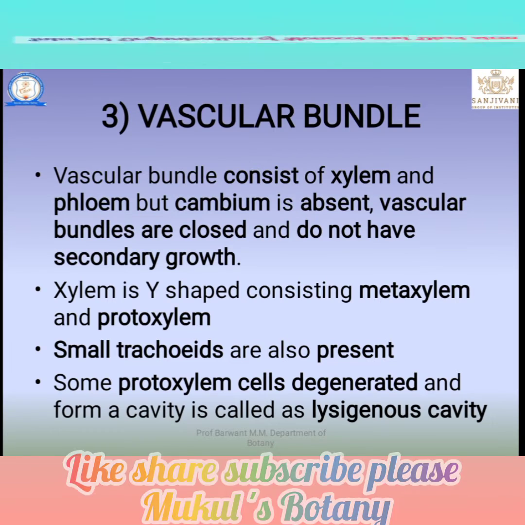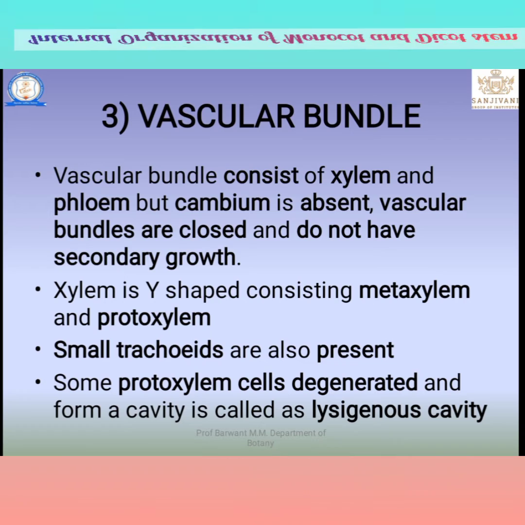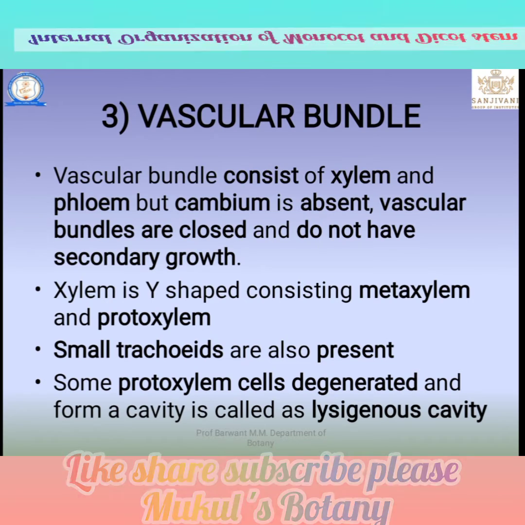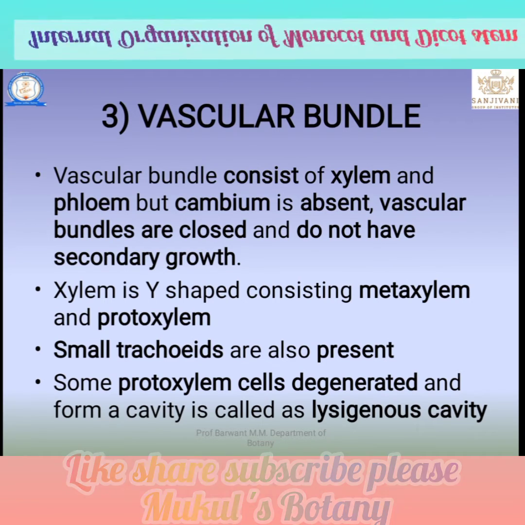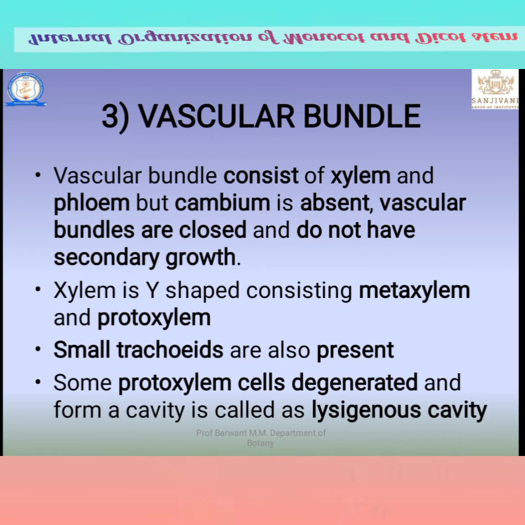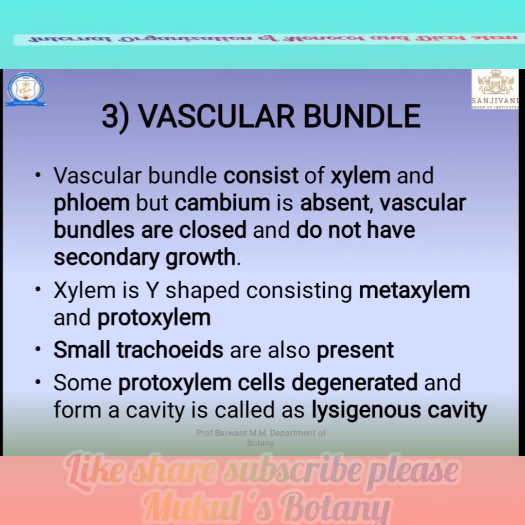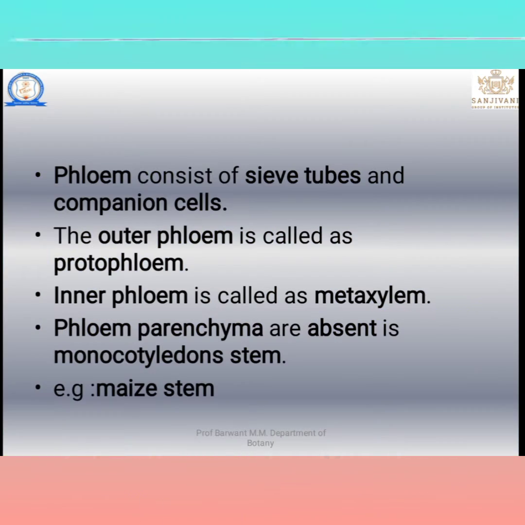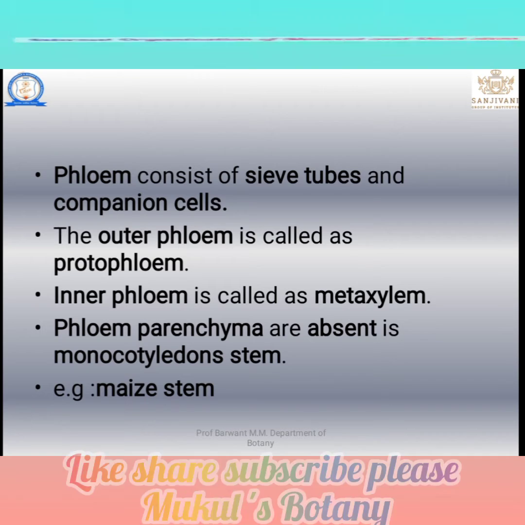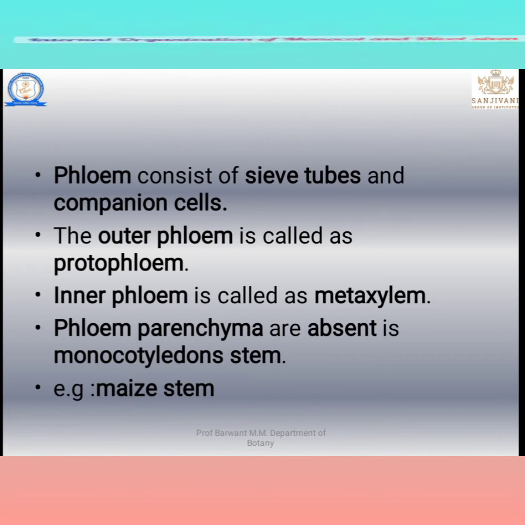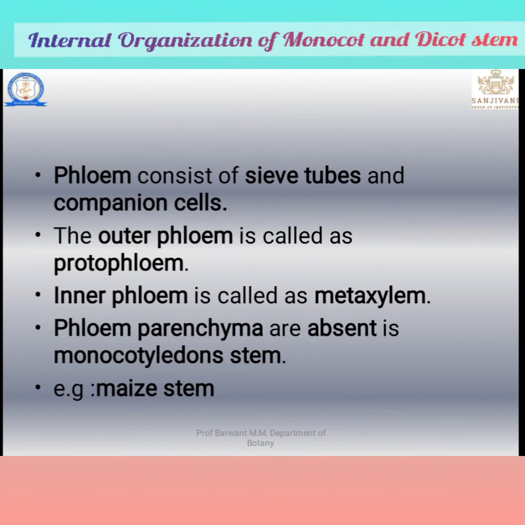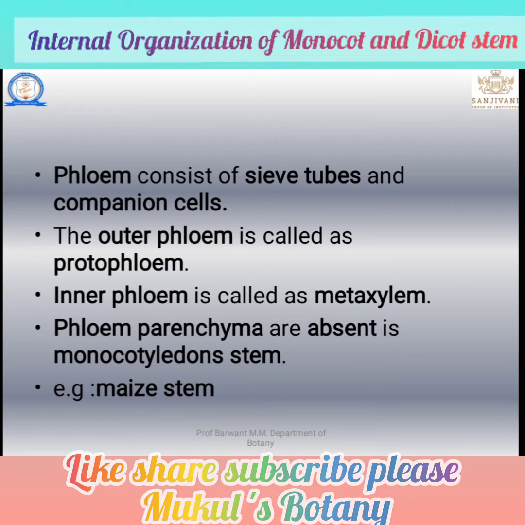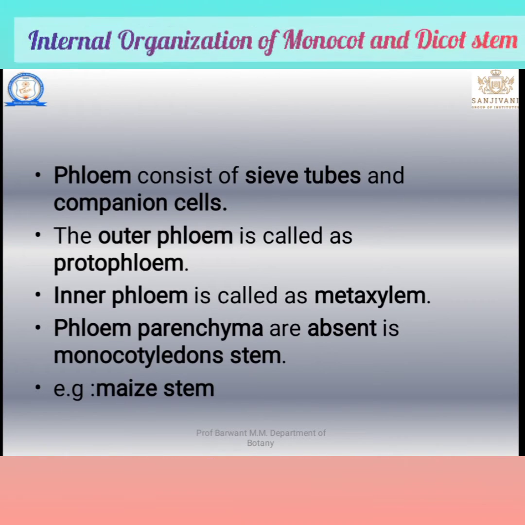Xylem is Y-shaped, consisting of metaxylem and protoxylem. Small tracheids are also absent. Protoxylem cells are degenerated and form a cavity called a lysigenous cavity. Phloem consists of sieve tubes and companion cells. Outer phloem is known as protophloem. Inner phloem is known as metaphloem. Phloem parenchyma is also absent in a monocot stem. For example, maize stem.